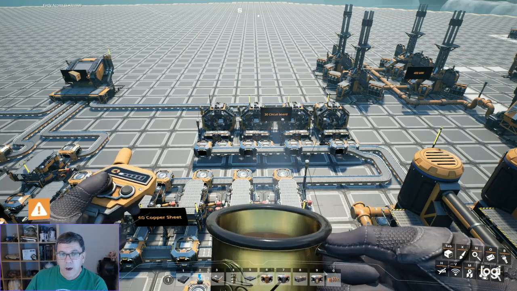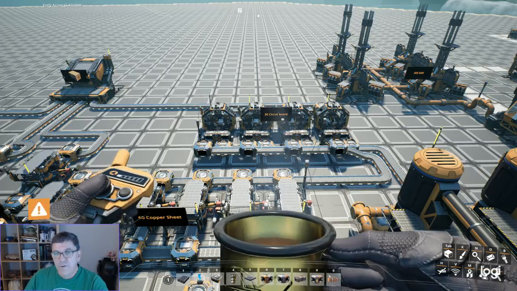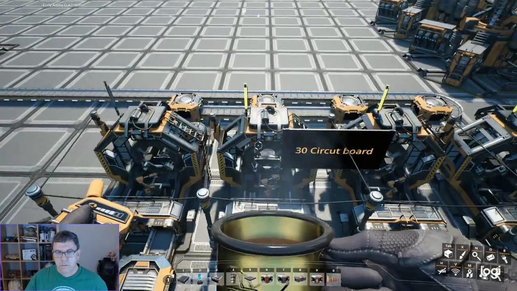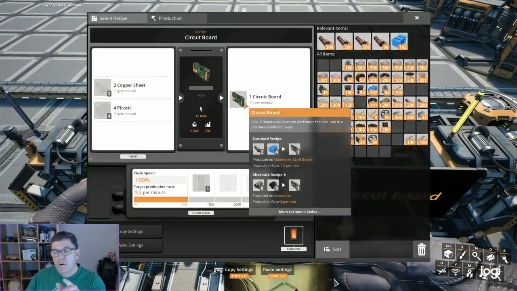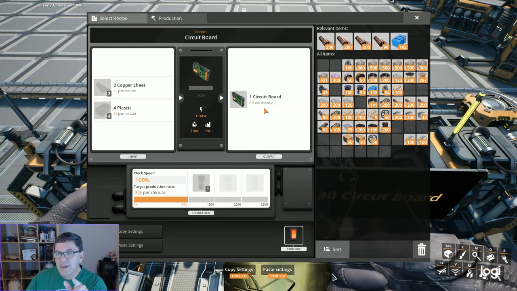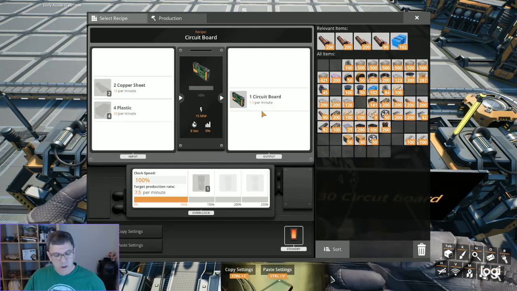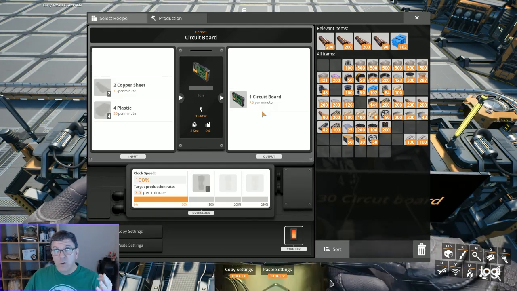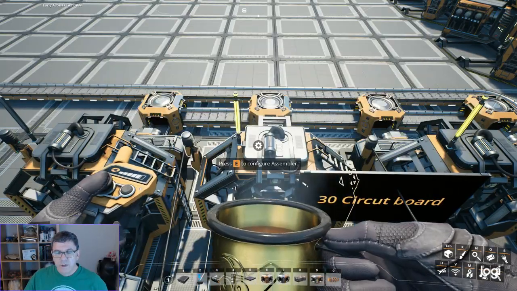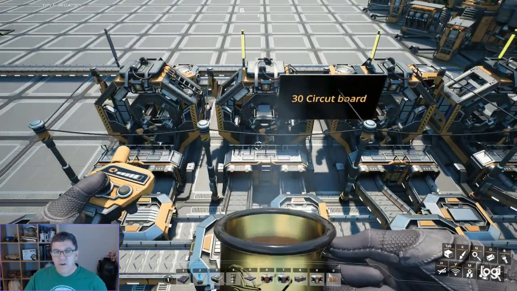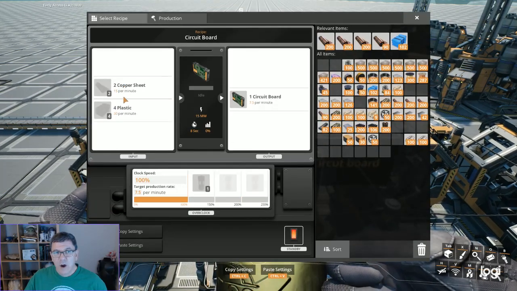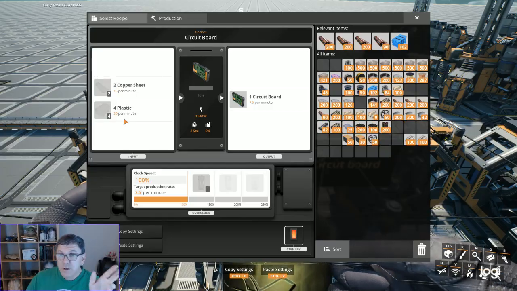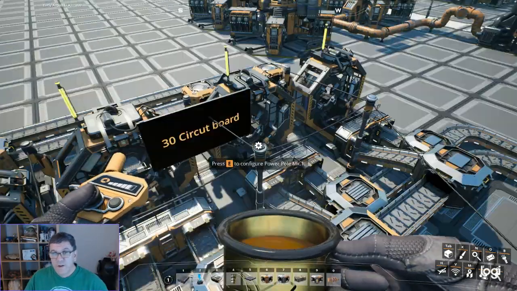We get that by putting in four assemblers at 7.5 per minute each. That gives us 30 per minute. If we put in 3, it wouldn't give us enough, right? It would be 22.5, and we need 25 per minute. To make that, we need copper sheets and plastic. We need 30 plastic per assembler, so that's 120 plastic to feed all 4 of these.